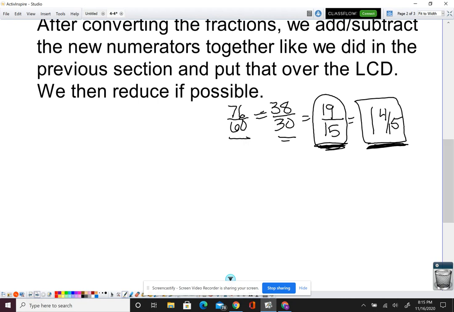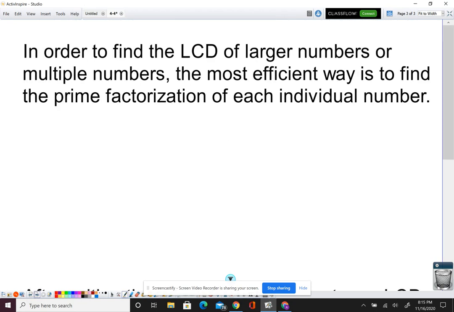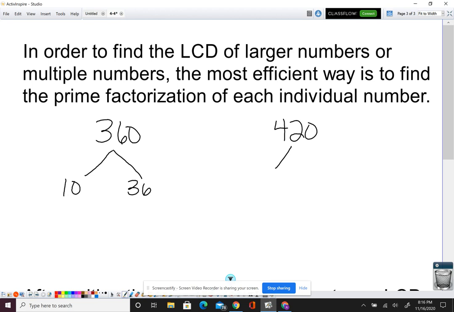What happens if you can't find your least common denominator that easily, or you have some larger numbers that you want to find the least common denominator of? Let's look at the numbers 360 and 420. Right off the bat, we can see that they both end in zeros, so we can take a 10 out of both of them. So 10 and 36, 10 and 42. A 10 can be broken down to 2 and 5.